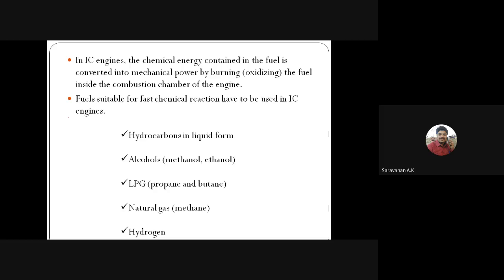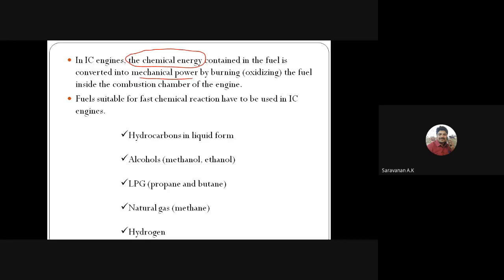So the introduction, right? In the IC engines, the chemical energy contained in a fuel is converted into mechanical power by burning of the fuels inside the combustion chamber, right? The chemical energy is converted into heat energy, and then the heat energy is converted into a mechanical output. This is called the heat engine, right? In the heat engine, we convert the chemical energy into thermal energy, and the thermal energy is utilized for the mechanical output, right?